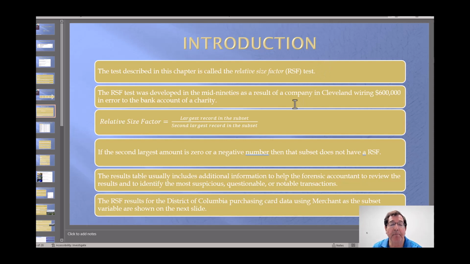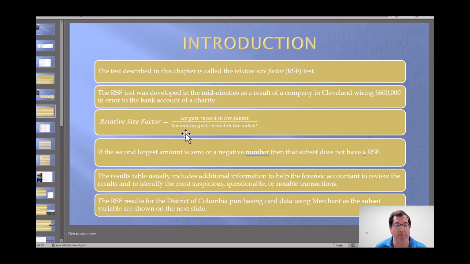This test was developed in the mid-90s when a company in Cleveland wired $600,000 in error to the bank account of a charity. They lost the money, and I thought that, wow, that $600,000 must have been way out of line with anything else that they sent to the charity, and the relative size factor test was developed.